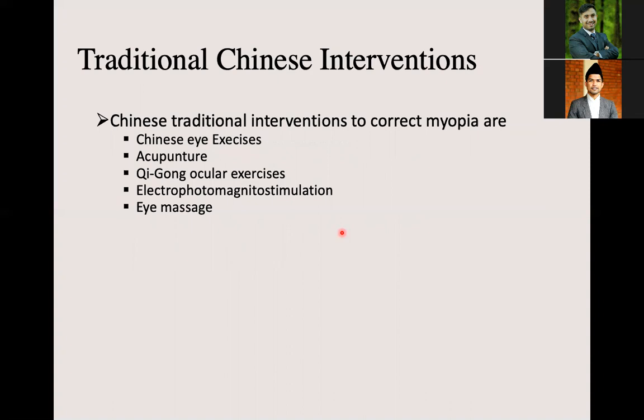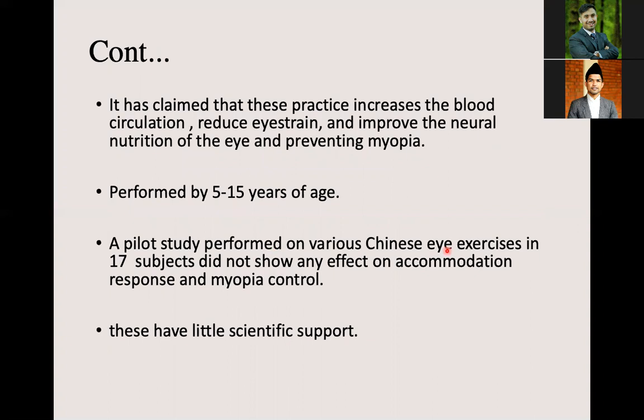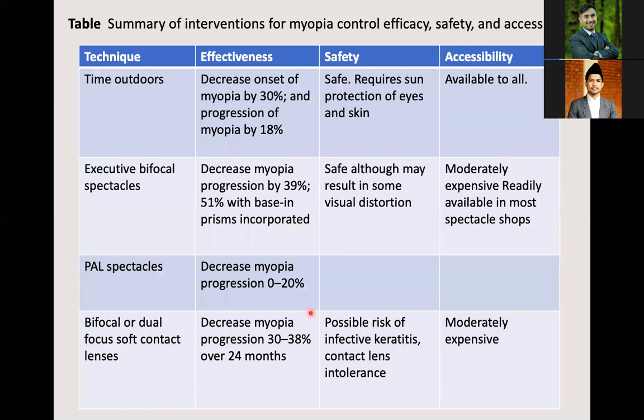And there are some traditional Chinese innovations like Chinese eye exercise, acupuncture, Qigong ocular exercise, electro-photo-magneto stimulation therapy, and eye massage. They are used in China. A pilot study performed on various Chinese eye exercises in 17 studies does not show any effect on accommodative response and myopia control. So it has less scientific support. And this is the summary of my presentation.